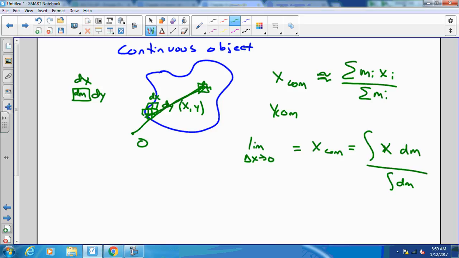So the way to read this is we are doing a weighted average of positions, and the positions are being weighted by the little pieces of mass dm and being averaged out by dividing by the total mass, which is the integral of dm. This quantity in the top is called the first moment, but only in the x direction. And the y center of mass, likewise, is going to be the moment in the y direction divided by the total mass.